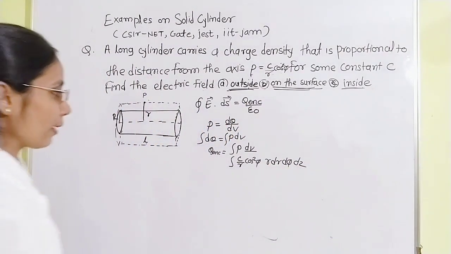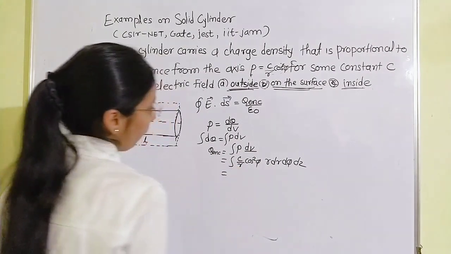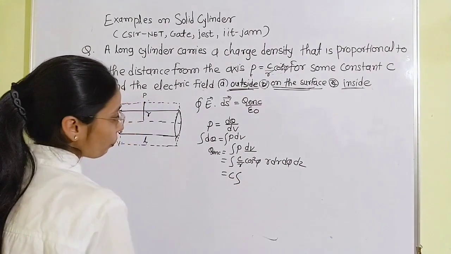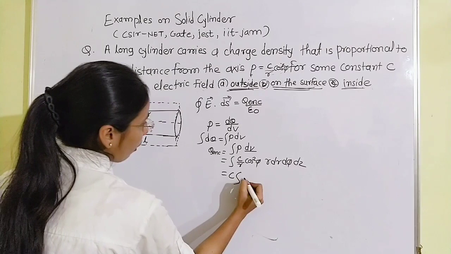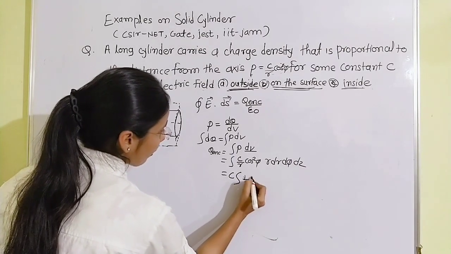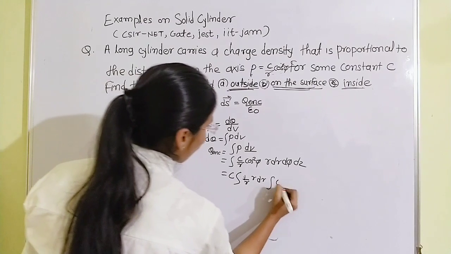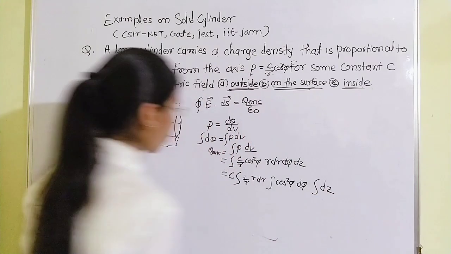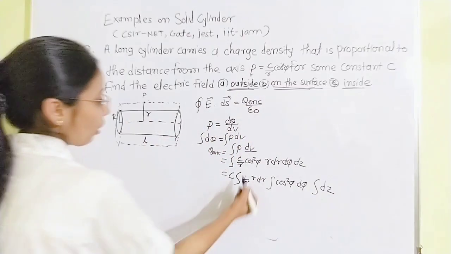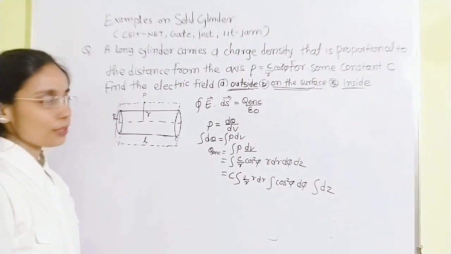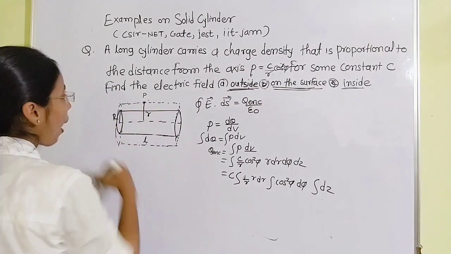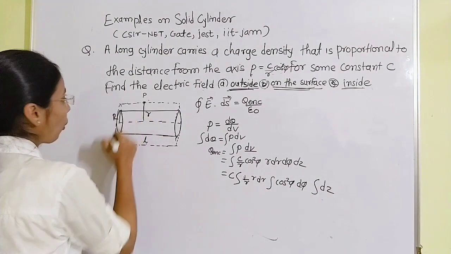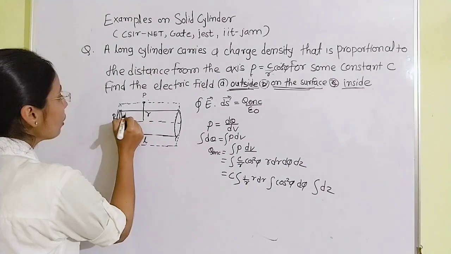Here c is the constant, so we will take it outside. The integration of 1 by r, this r dr, integration of cos square phi d phi, and the integration of dz. The limit of this integration: we have to find the electric field outside this cylinder, so we have to take the limit for this, the body limit.